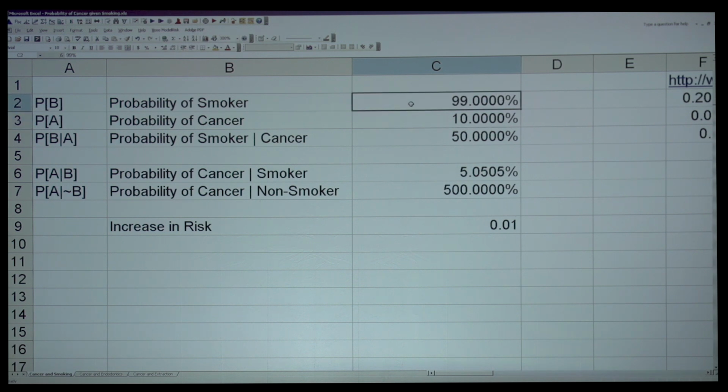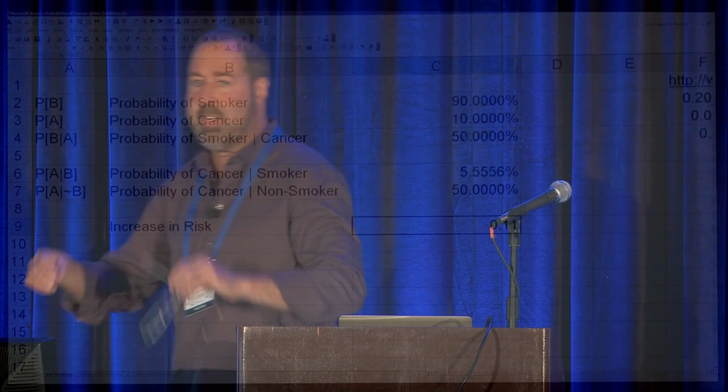If 99% of the people smoke, or even 90% of the people smoke, the probability of cancer is 10%. Half of our patients, half of our cancer patients are smokers. What does smoking actually do? Reduces risk. So you have to have all three pieces of that puzzle to calculate those probabilities.